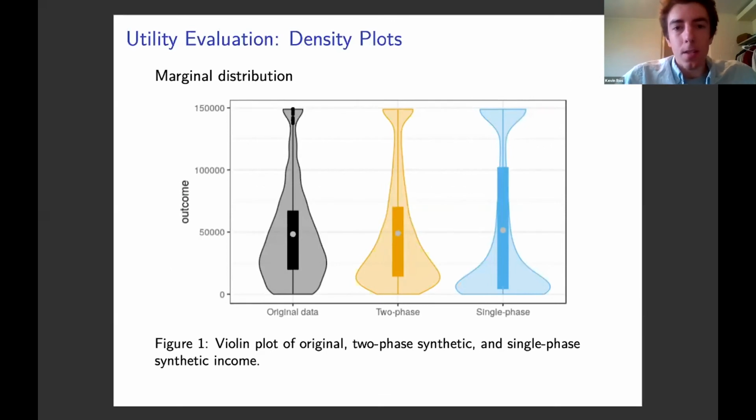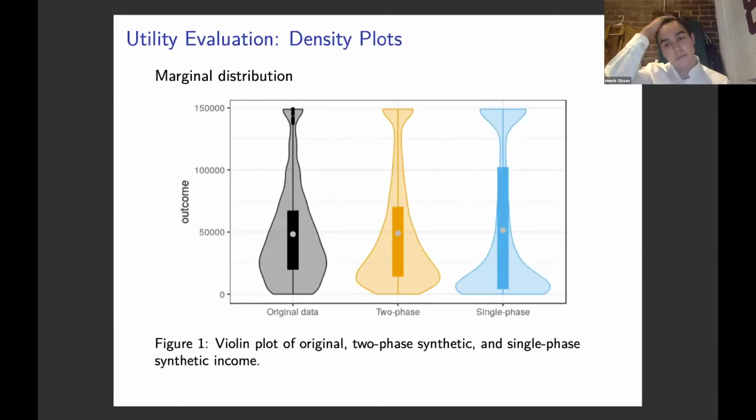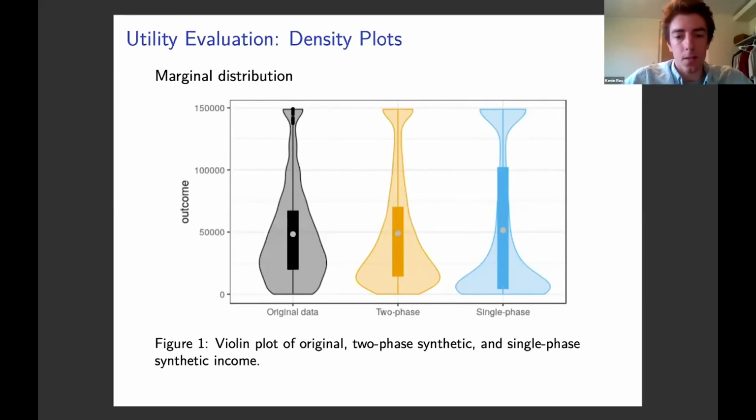Right, so first the utility evaluation, and specifically the density plots of the marginal distributions. We display here the original data of income, the two-phase synthesized income, and the single-phase synthesized income with the embedded violin plots. The two-phase and single-phase are randomly selected from one of 20 synthetic datasets. However, they all look fairly similar to what you see here. Across all three, we see that the means are relatively similar. However, the 25th and 75th percentiles, along with the extreme values, are a lot more similar between the two-phase and the original data than the single phase and the original data, indicating that the two phase had a slightly higher utility.